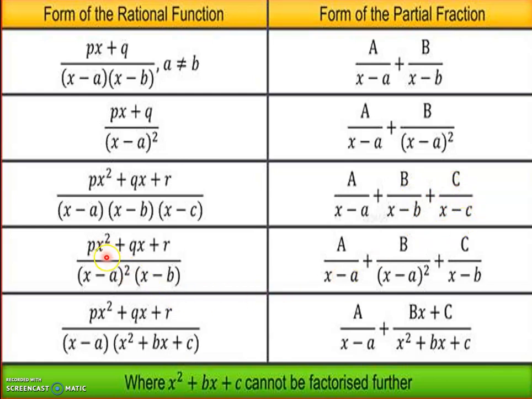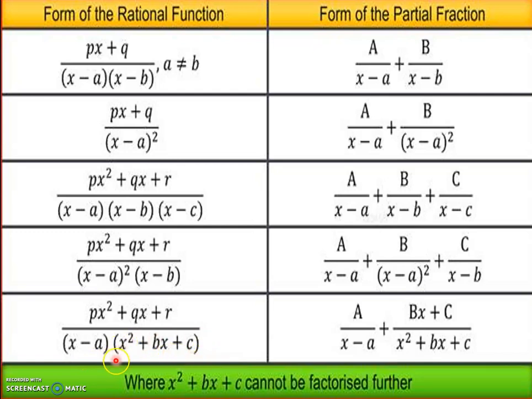Next one, px square plus qx plus r is there, and the denominator format is (x minus a) whole square times (x minus b). That is a repeated factor. So it is A upon x minus a plus B upon (x minus a) whole square plus C upon x minus b.